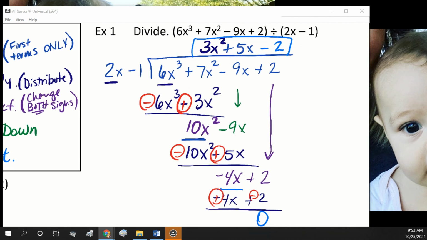Okay, and this one you do get a remainder of 0, which is kind of nice. It's one less thing you have to worry about. But that answer at the top is the answer. That's your quotient. That's what you get when you divide. We're going to do another long division, and then we'll talk about synthetic division.